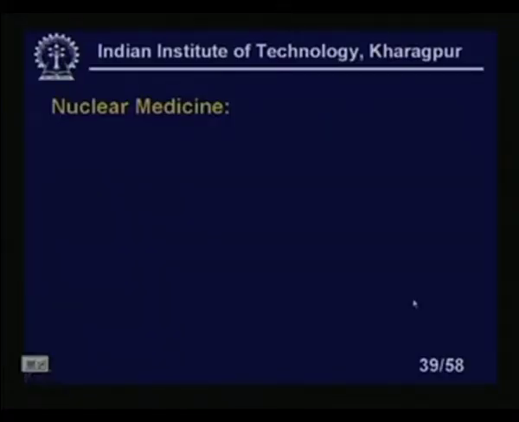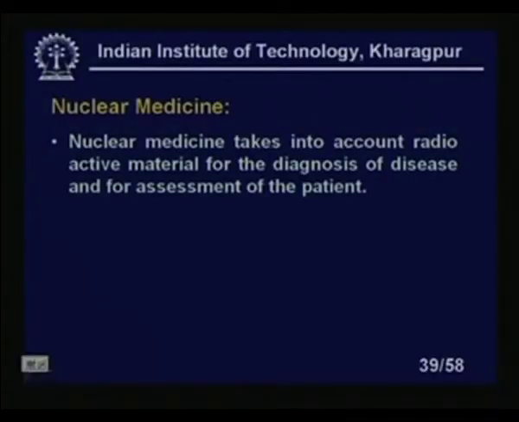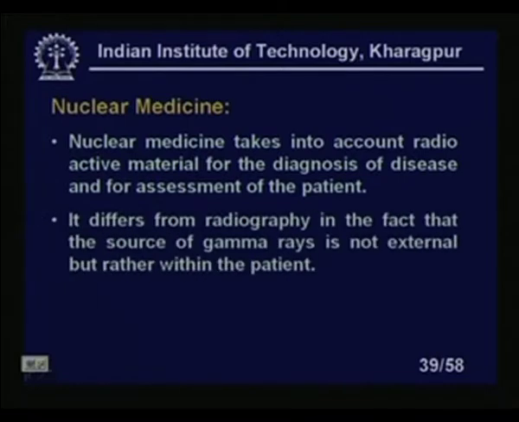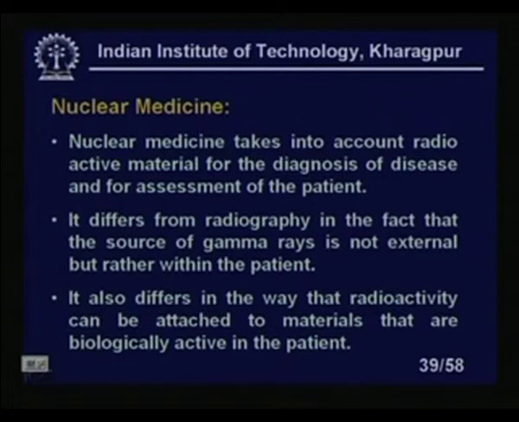Now, let us discuss a little bit of nuclear medicine, as I told you earlier, because in the context of nuclear instrumentation, we should discuss some amount of nuclear medicine. Nuclear medicine takes into account radioactive material for the diagnosis of disease and for assessment of the patient. It differs from radiography in the fact that the source of gamma rays is not external, but rather within the patient. That is the difference between radiography and nuclear medicine. It also differs in that the radioactivity can be attached to materials that are biologically active in the patient.